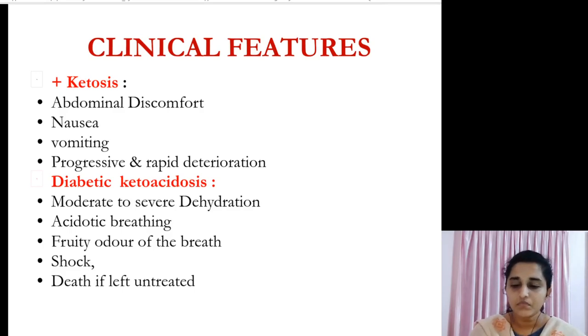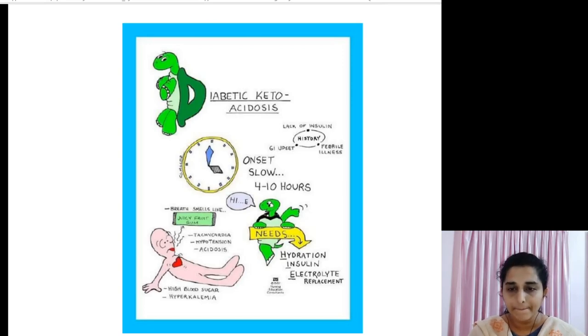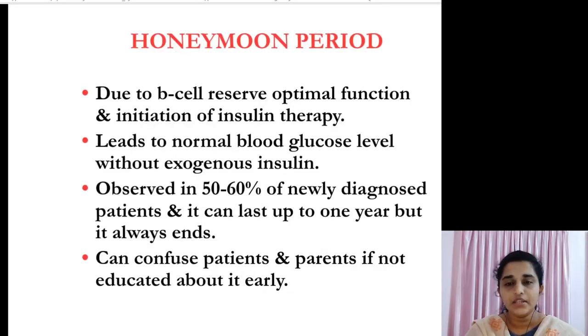Okay. Next we'll be seeing about the honeymoon period. That is, there is a beta cell reserve with optimal function, and initiation of insulin therapy leads to a normal blood glucose level without exogenous insulin. So this is observed in 50 to 60% of newly diagnosed patients, and it can last up to 1 year, but it always ends. This is the honeymoon period.